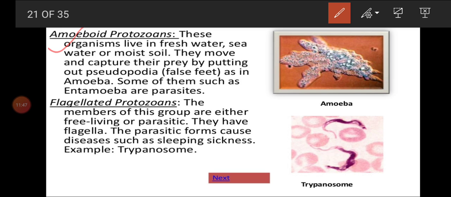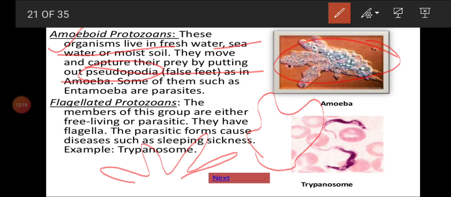And here this is the structure of amoeba. We have learned it in grade 7 too. Normally it won't have any constant shape. It used to change its shape, but we can guess this is the structure of amoeba. It lives in fresh water, sea water, and even in moist soil. It gets its food by capturing its prey by putting out pseudopodia. This is the pseudopodia. What do you mean by pseudo? Pseudo means false, podia means feet. So false feet we'll call pseudopodia. As in amoeba, some of them such as Entamoeba are also parasites.